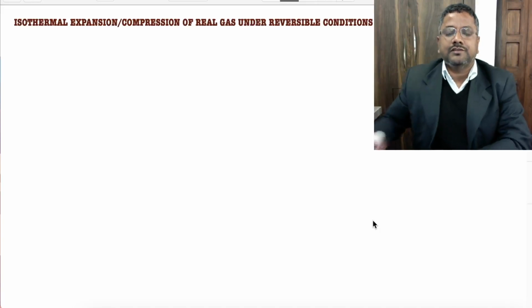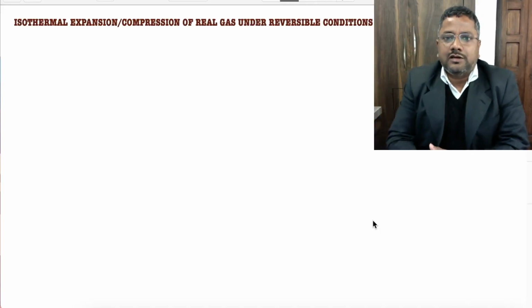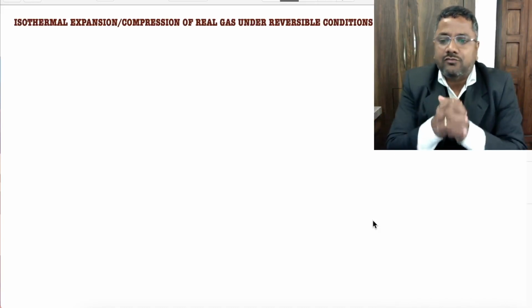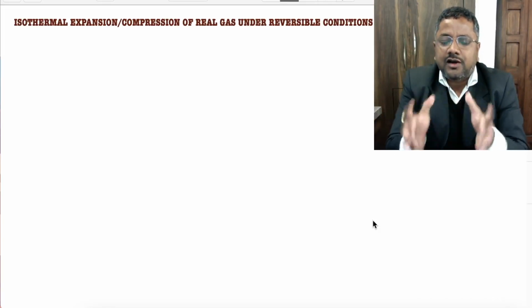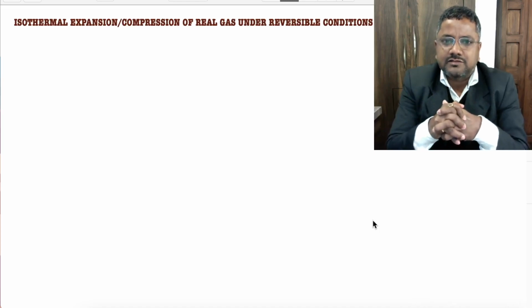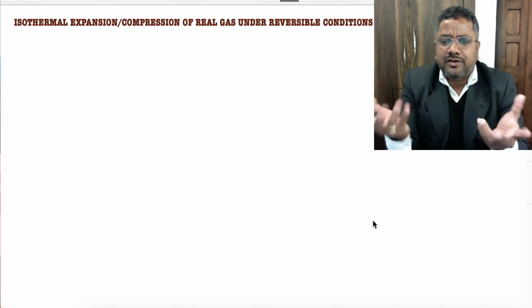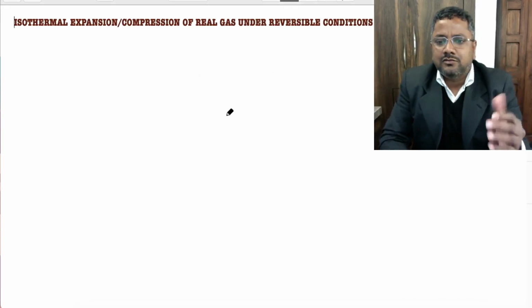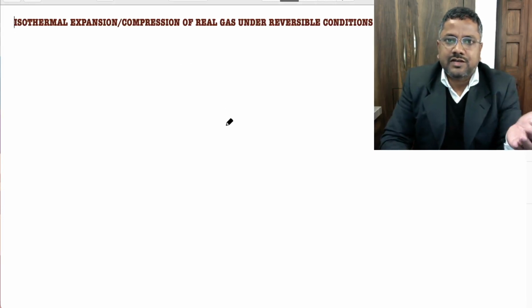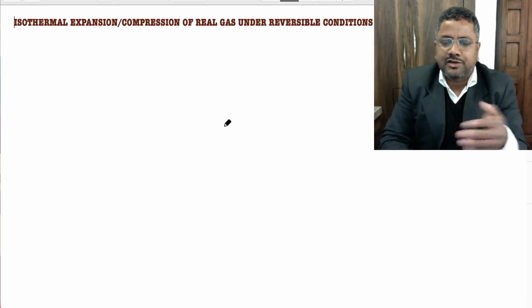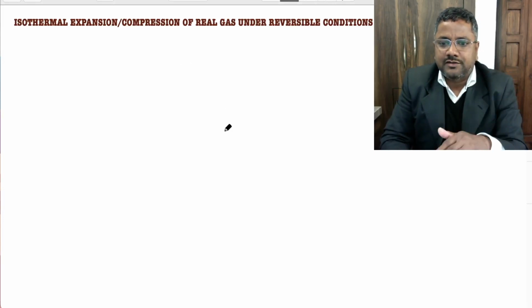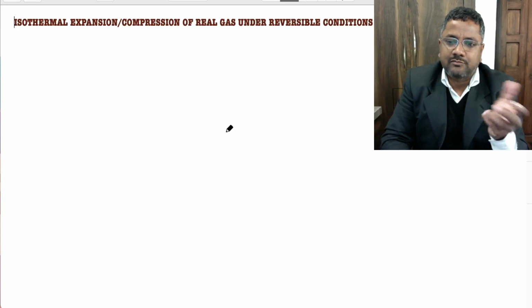Well, dear students, although the expansion or compression work calculation for a real gas is not in your syllabus, in some books you may find how to calculate the work for a van der Waals gas. In the van der Waals equation of state, you have different possibilities: sometimes a force of attraction is there, sometimes a force of repulsion, sometimes both are considered.